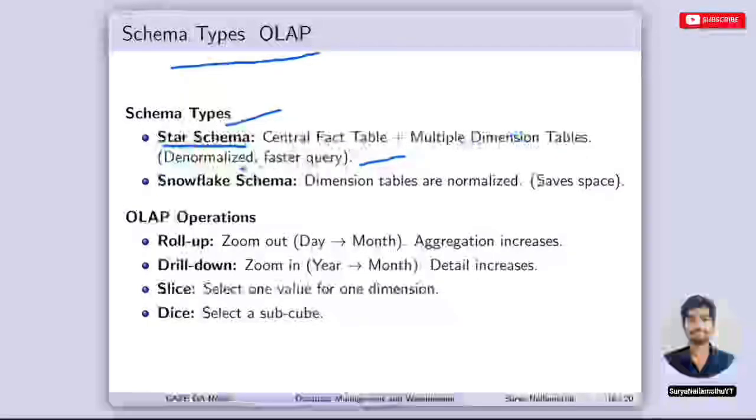This way we need to construct the star schema. After constructing the star schema, these are denormalized features with a faster query approach. These are the features of the star schema.